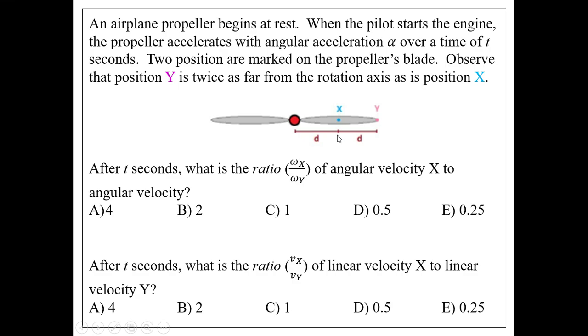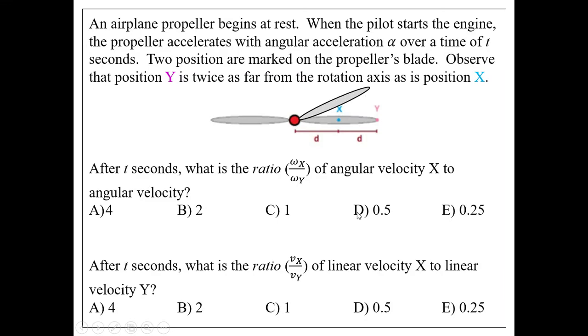So X is a distance d away from the axis of rotation, or the center of the propeller here, and then Y is a distance 2d. All right, so it wants us to find the ratio of omega x over omega y, right? What is the ratio between the angular velocity of these two points?